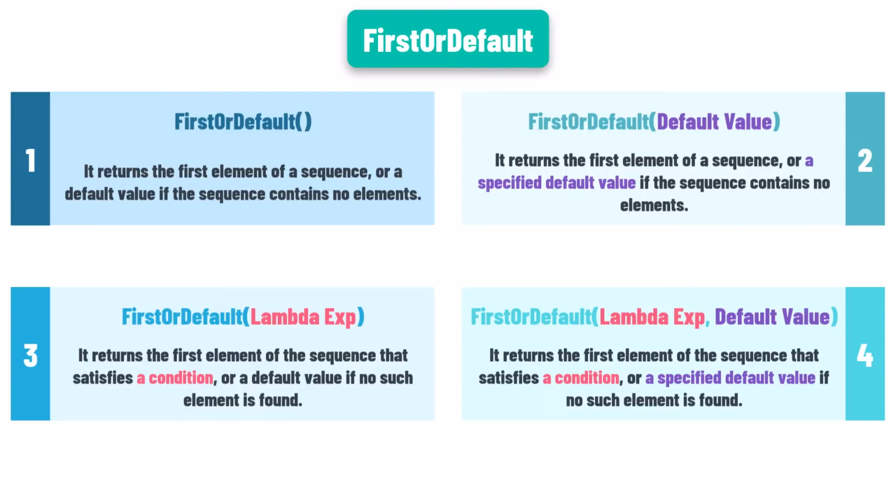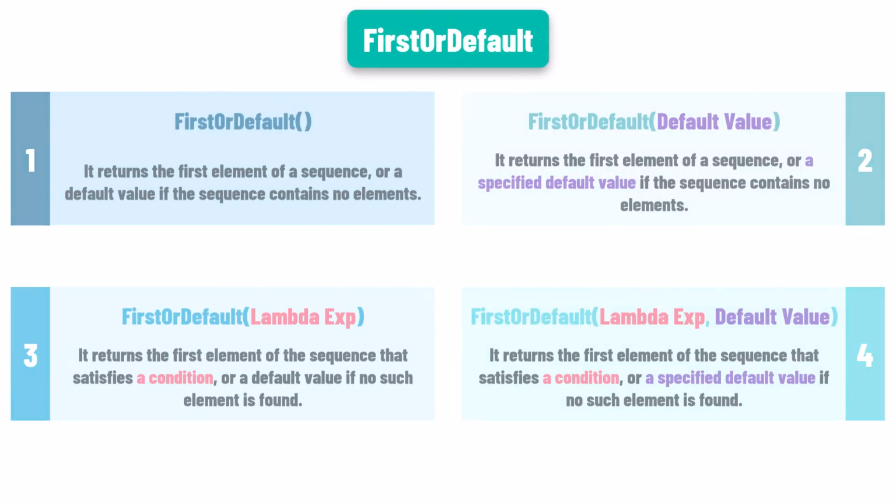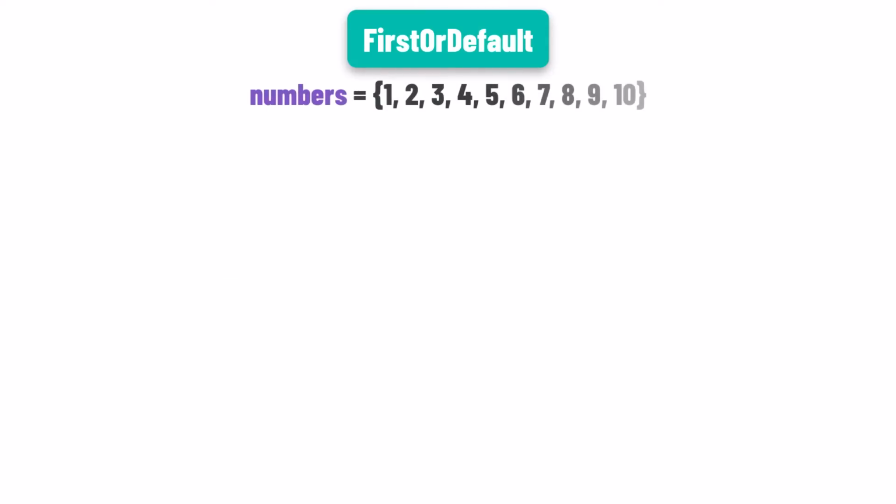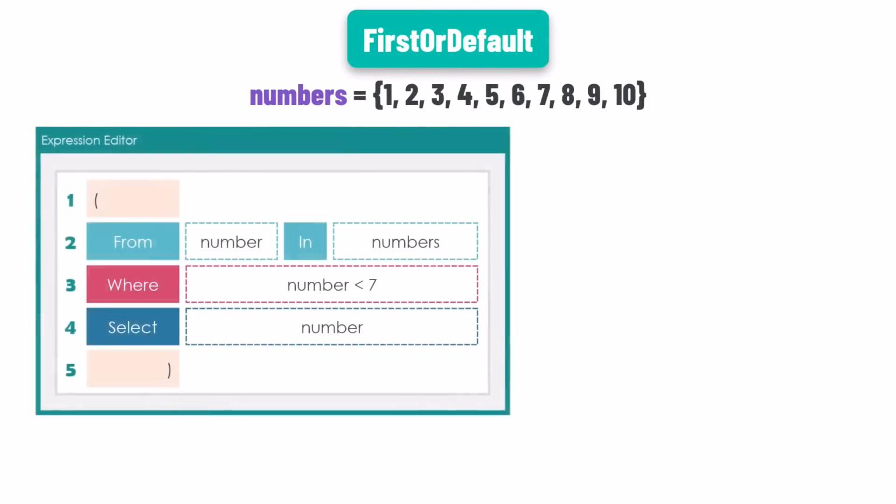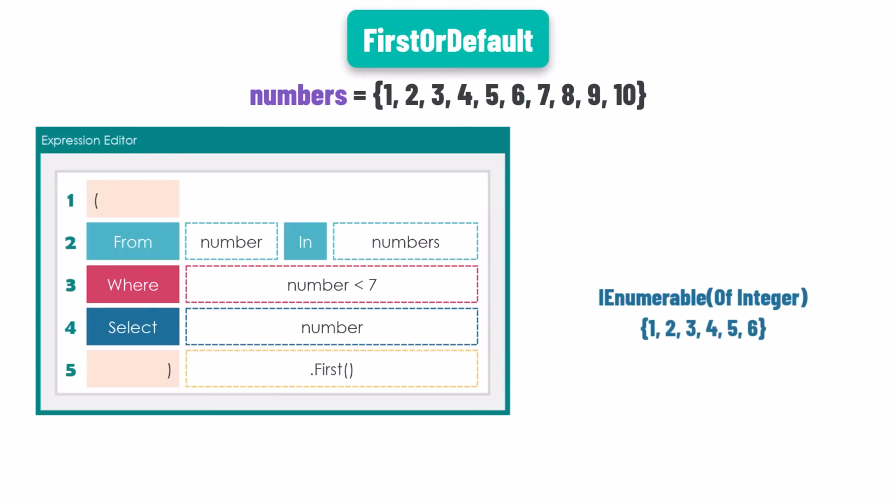Let's go through some examples to understand these methods better. Imagine an integer array containing numbers from 1 to 10. Using a LINQ query to filter out numbers smaller than 7, we get a sequence of type IEnumerable of integer. This contains the following 6 numbers. If we apply the First method, it returns 1 as it's the first element inside this sequence. FirstOrDefault will give the same result in this situation, as long as the sequence is not empty. So, there is no difference between both methods. Both return the first element of a sequence, in case the sequence is not empty.